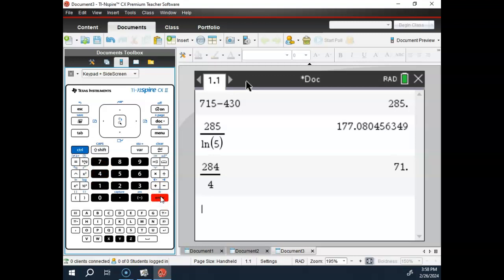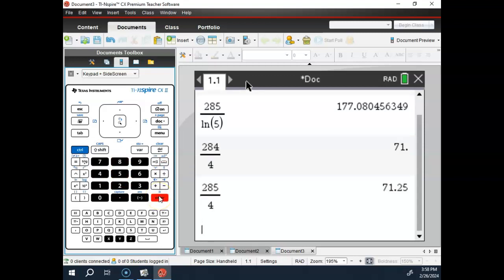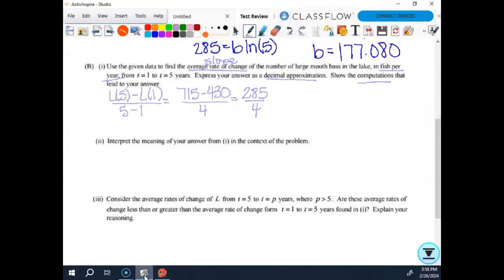Oh, well, it would help if I used the right numbers. 285 divided by 4. I was like, why don't I have a decimal? Because I didn't type the right number. I get 71.25. I do not force a third decimal. If that's what you get, that's what you get. And so this equals 71.25 fish per year. Or you can write out per, either way.